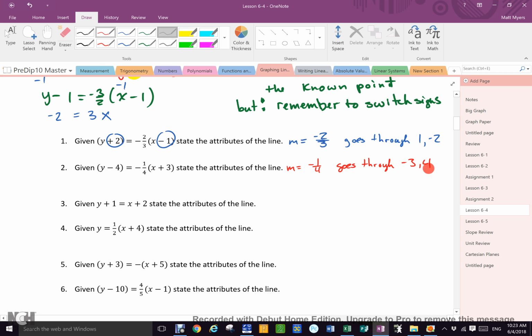Magic. Uh-oh. Tricky McTrickleton. What's happening in 3? What's the slope? 1. Because 1 times what's in the brackets. What point does it go through? -2, -1. I mean -1, -2, -1. You were right the first time. X's go first.